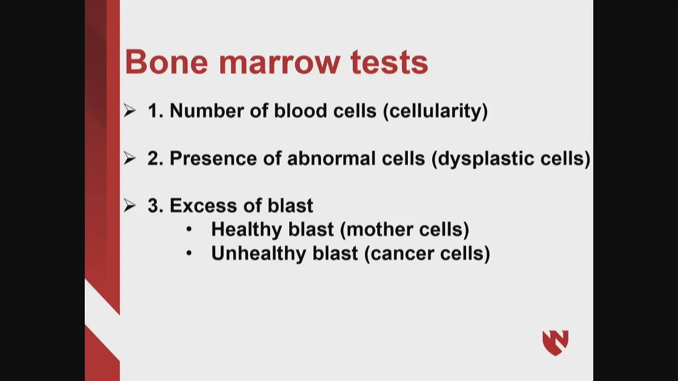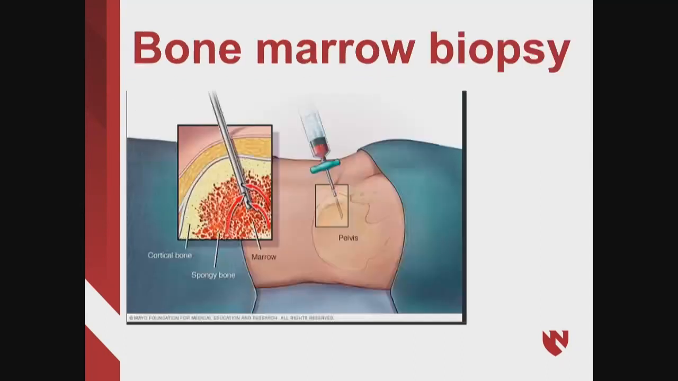So that gives an idea about whether it's a healthy blast, a mother cell that leads to formation of different kinds of myeloid cells, or it is a cancer blast and raises concern about MDS or acute leukemia. Generally speaking, if the blast count is less than 20%, it's not acute leukemia, except in some situations. So, bone marrow biopsy.